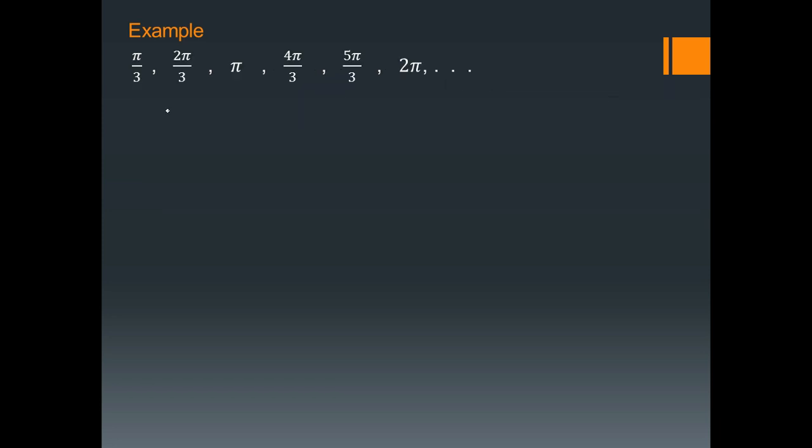Now we are taking another example. First term, this is the second term, this one is the third term, this one is the fourth term, and this one is the fifth term, and so on. This is the sixth term. The difference between this pair is 2 pi by 3 minus pi by 3. What will be the answer? 2 pi minus pi, which is pi.